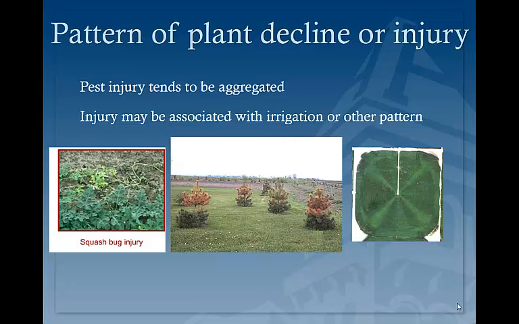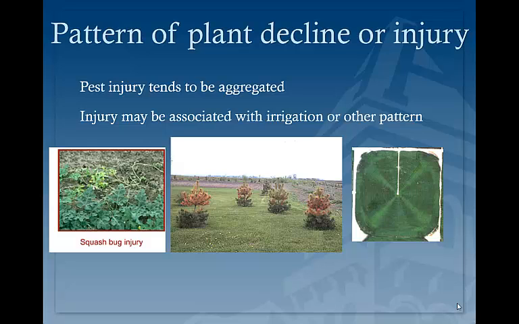The main thing with some of the insect pests is that their injury tends to be more aggregated. So when it starts, you get patchiness to where they're feeding. It might start off at the edge of a field or an edge of an area and then make its way in. You might see one plant getting taken out while the other ones are still alive, and then it starts to move along.